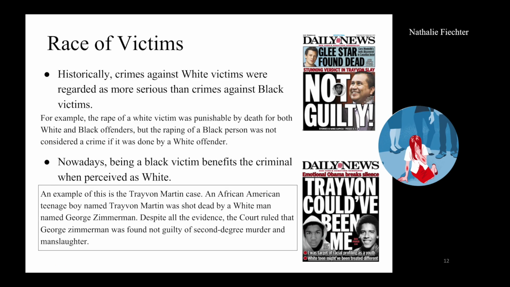The case reached a level of national conversation in which many argued that Zimmerman had targeted Martin solely because he was black. A long lawsuit followed, but ultimately George Zimmerman was found not guilty of second-degree murder and manslaughter, despite evidence that he followed Trayvon Martin.